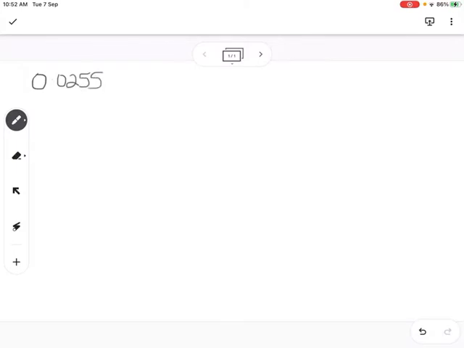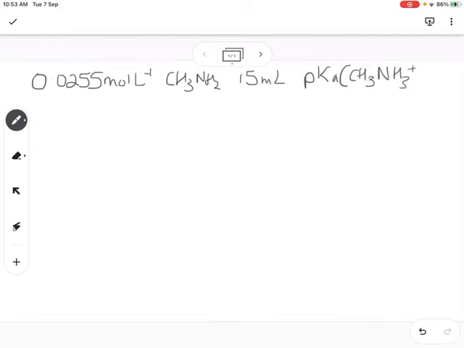So I have got 0.0255 moles per litre methanamine. I've got 15 mils of that, and I've been given the pKa for the conjugate acid of methanamine, I don't even know how you say this actually, and that is 10.7.